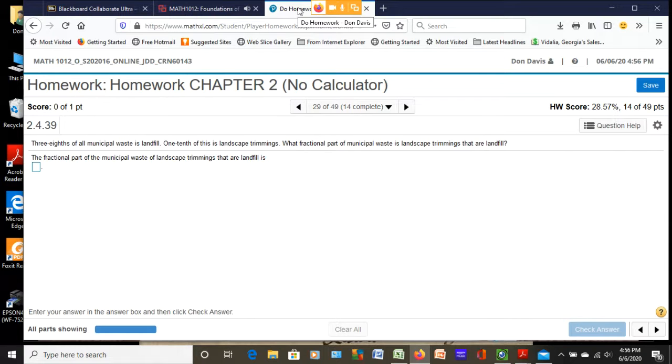Okay, so let me just make a little drawing if I can. I'm going to try to make my drawing quickly so I won't hold you up. 1, 2, 3, 4, 5, 6, 7, 8. Okay, and we said that 3/8 of municipal waste is landfill, and of this, 1/10. Okay. All right. So you ready for this? Let's see if we can figure this out together.